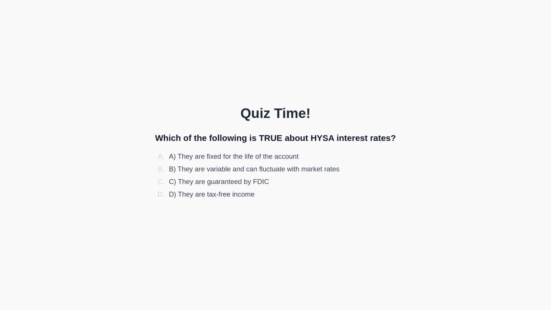Next question: which of the following is true about high-yield savings account interest rates? Option A: they are fixed for the life of the account. Option B: they are variable and can fluctuate with market rates. Option C: they are guaranteed by the FDIC. Option D: they are tax-free income. You may pause the video now to think about the answer. We will discuss the answer in the next section of the video.